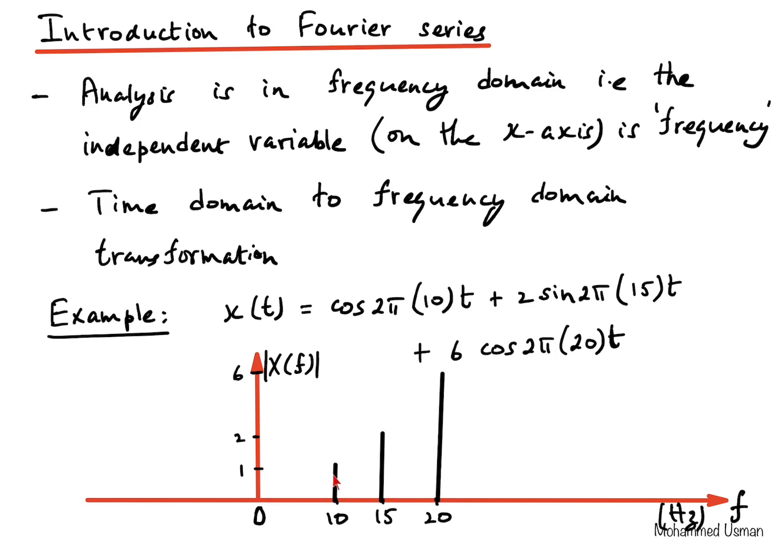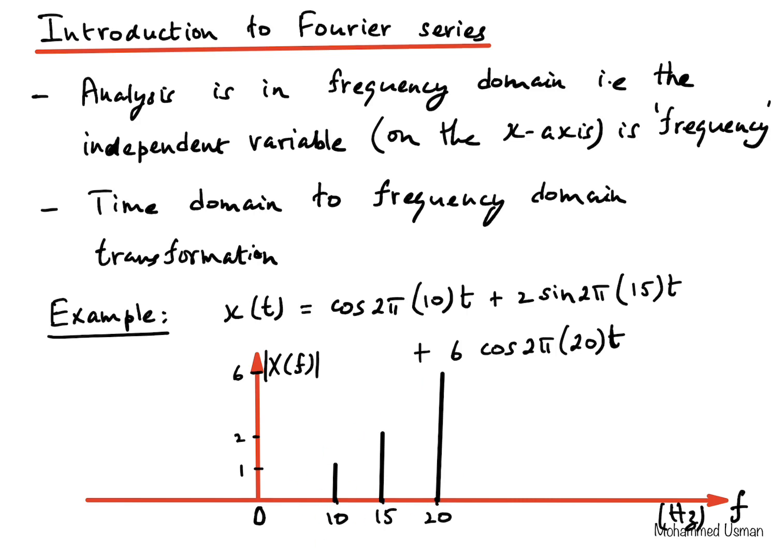spectrum. As we will see later, just as we have a component at 10 hertz, there will be a component at minus 10 hertz, and a component at minus 15 hertz, and a component at minus 20 hertz. Again, we'll come to that later, but in a very broad sense, we are basically trying to find out what are the different frequencies present in the signal.